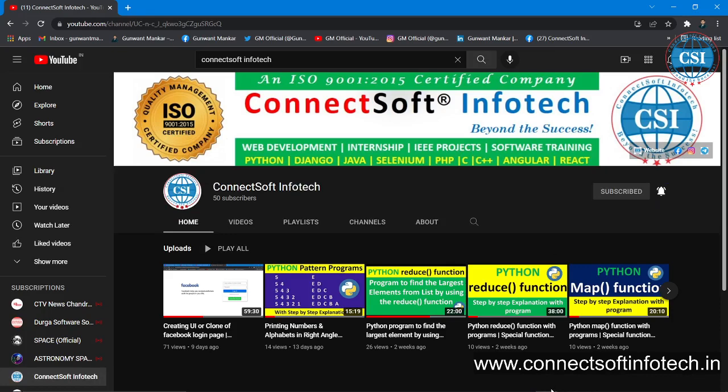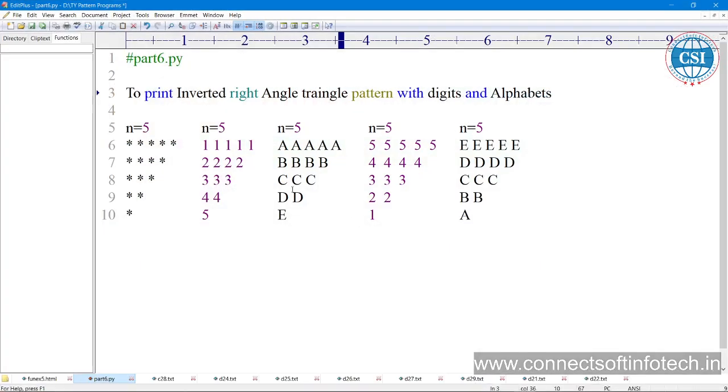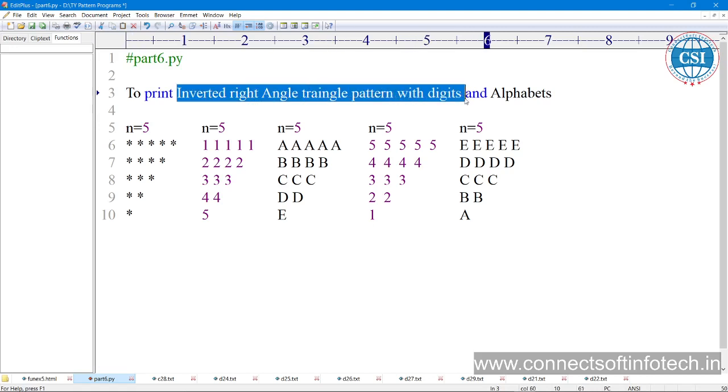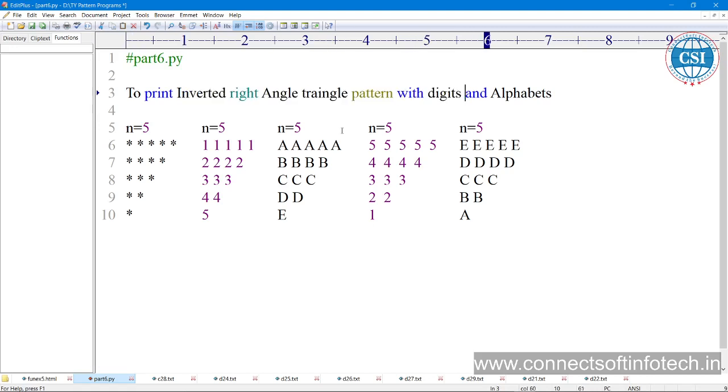Okay, so today we are going to see the program to print the inverted right angle triangle pattern, with the fixed digit and alphabets. Suppose you enter the number of rows, that is 5, I want to print a star in this pattern. In the first row 5 stars, in the second row 4 stars, in the third row 3 stars, in the fourth row 2 stars, and in the last one, the fifth row, 1 star.